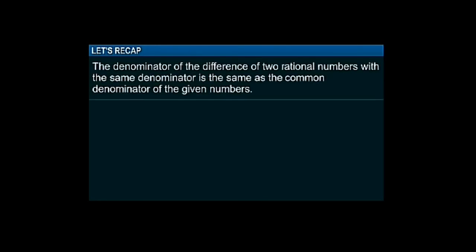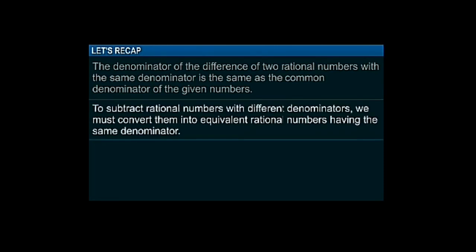Let us recap what we have learnt in this one. The denominator of the difference of two rational numbers with the same denominator is the same as the common denominator of the given numbers. This applies for like rational numbers. To subtract rational numbers with different denominators, we first convert them into equivalent rational numbers having the same denominator. It's nothing but finding the LCM.